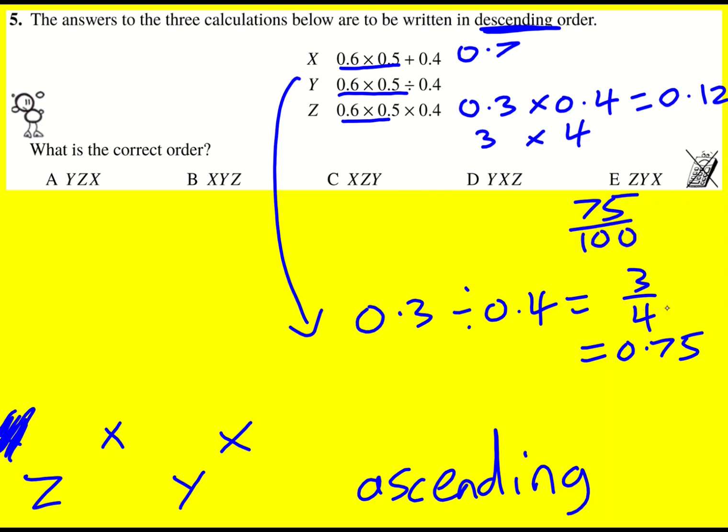That's how you can change fractions to decimals: make it over 10, or in this case, we have to do 100 because it's a bit harder to get it over 10. So 0.75, so that is going to be the largest one, and therefore it's going to look like this. This is in ascending order though, so in descending order, it's going to be Y, X, Z. And there we go, it's going to be D. Okay, well done.